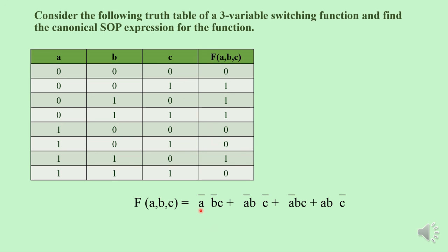So what is the function? That is A bar B bar C plus A bar B C bar plus A bar B C plus A B C bar. This is the canonical SOP expression for this truth table, where we consider only the min terms. So here we can write it in this way, that is M1 plus M2 plus M3 plus M6, that is summation M function of 1, 2, 3, 6. So this is the decimal notation of this expression.